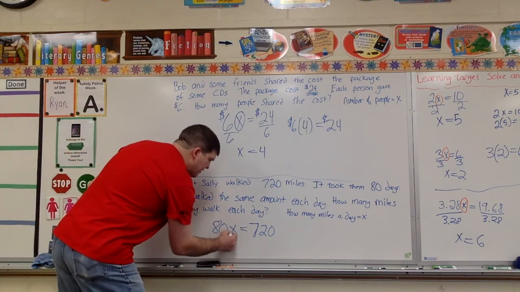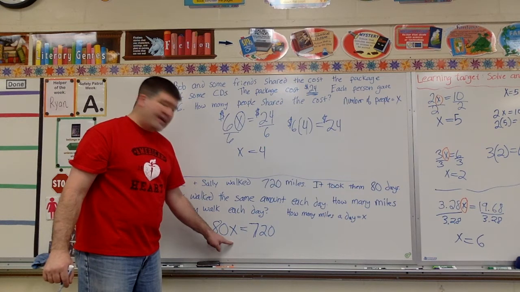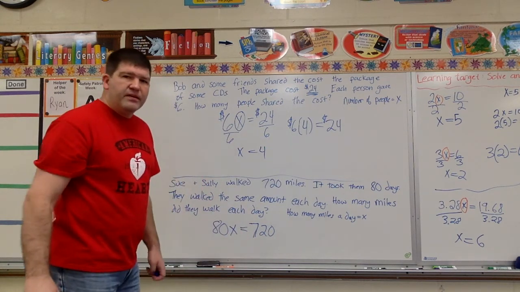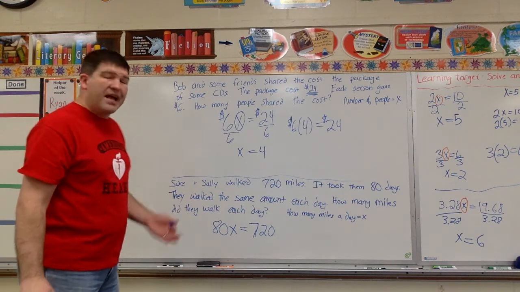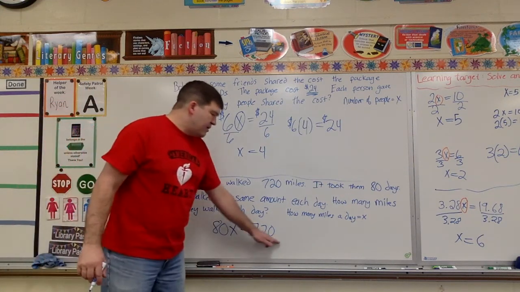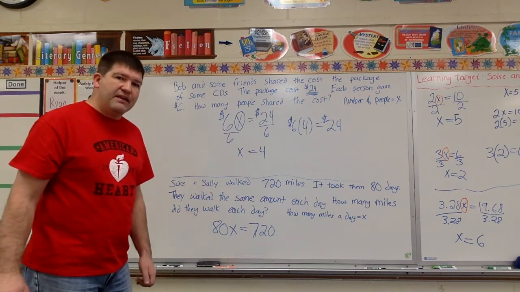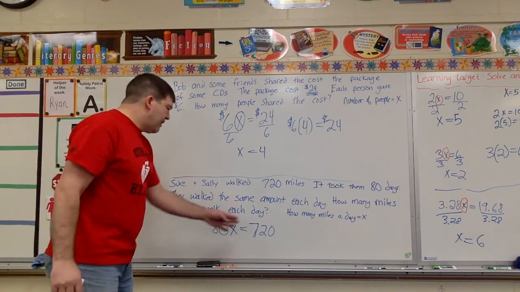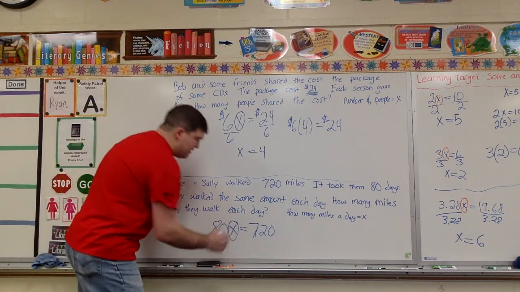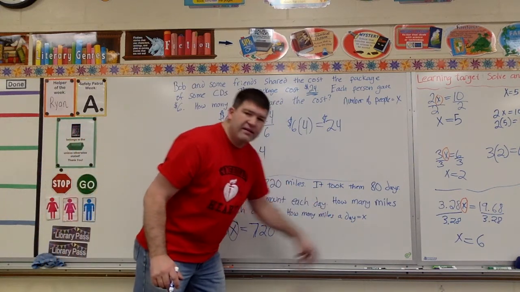I'm going to do it right here. 80 days times so many miles a day is going to get me all the way to the 720. Because if say they walked 10 miles a day, so it'd be 80 times 10, then they would have walked 800 miles. So I know it's a little less than 10, but I haven't set up the correct way here. So I want to get this x all by itself. That'll tell me how many miles they walked a day.